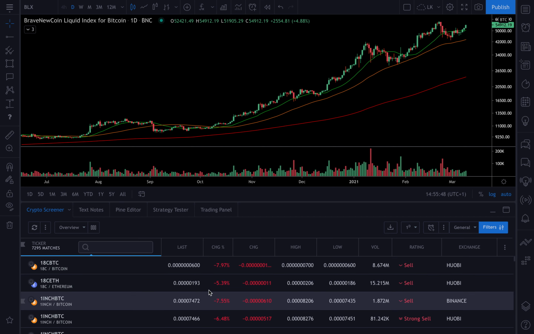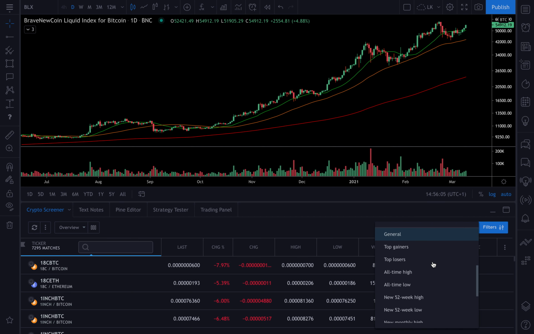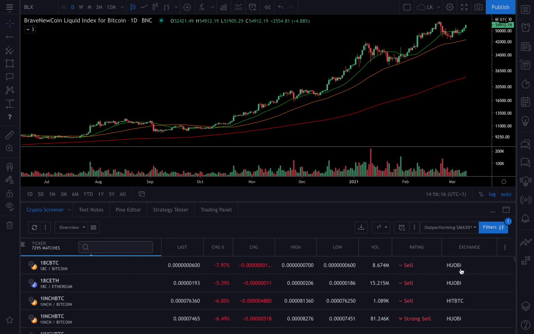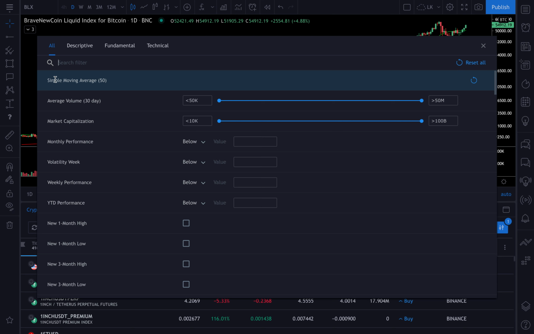So you have all the things the screener plots to you in that area. Right now we have 7,295 matches, and we want to reduce that. So we are going to go to this here, which is the preset for filters. And if you go all the way down, you can find outperforming simple moving average 50, SMA 50. That means that if you click on it, all the pairs are going to have their price above the 50 moving average. And as you can see, it plots simple moving average 50 period below last price.